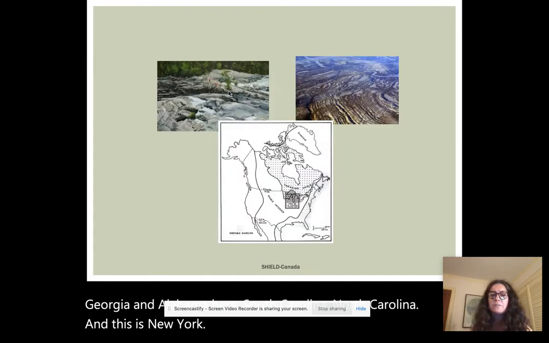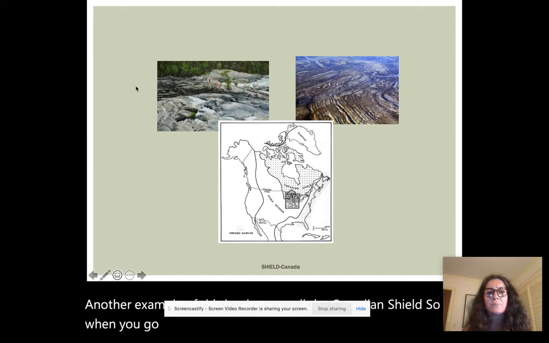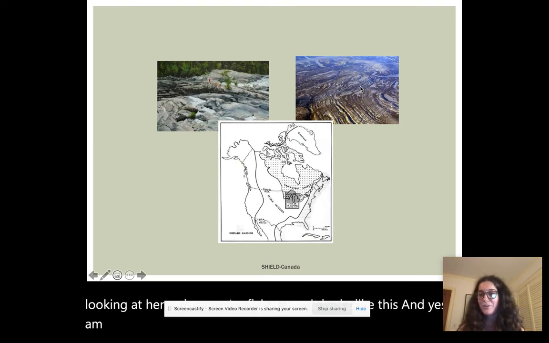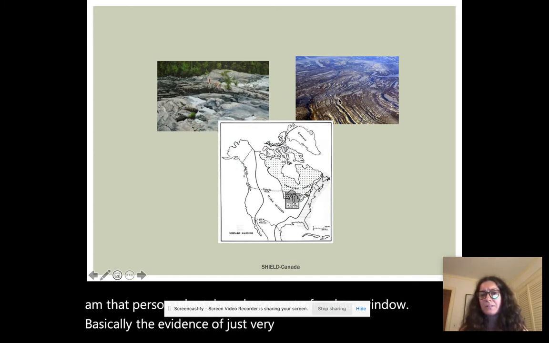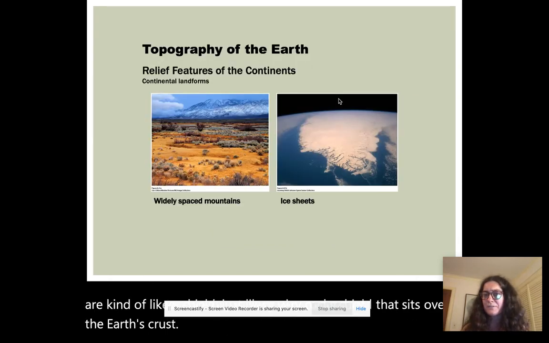Another example is what we call the Canadian Shield. When you go there, it looks very similar to this photo that you're looking at here. When you're flying over it, it looks like this. And yes, I am that person who takes photos out of a plane window. Basically, it's the evidence of very, very old mountains that now are like a nice rocky shield that sits over the Earth's crust, like a protective layer.